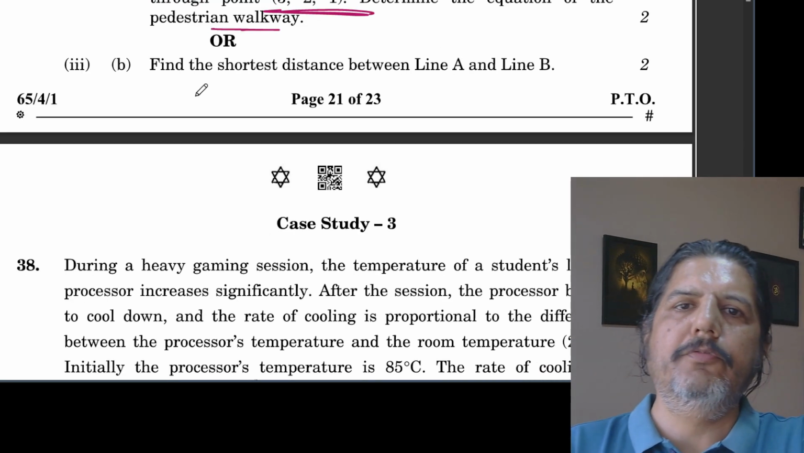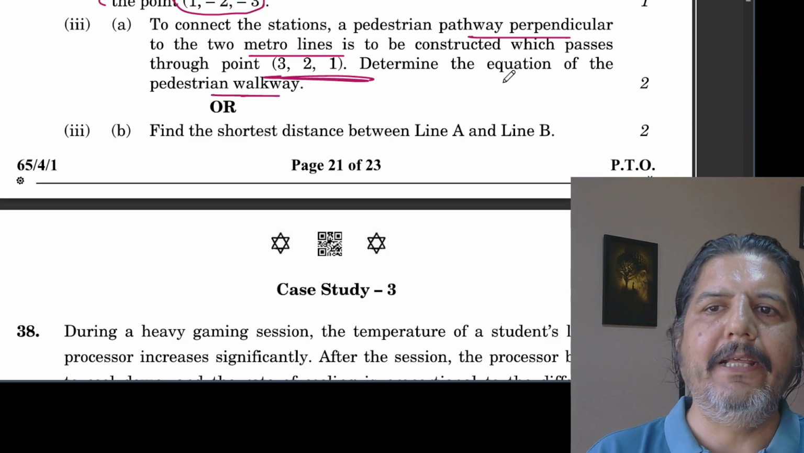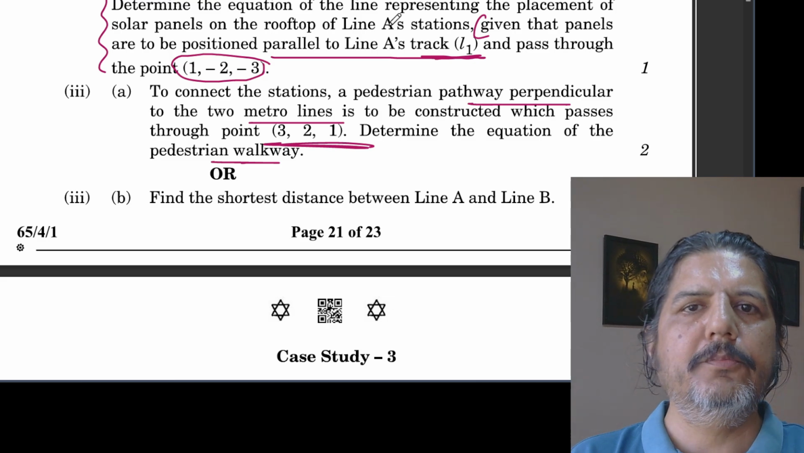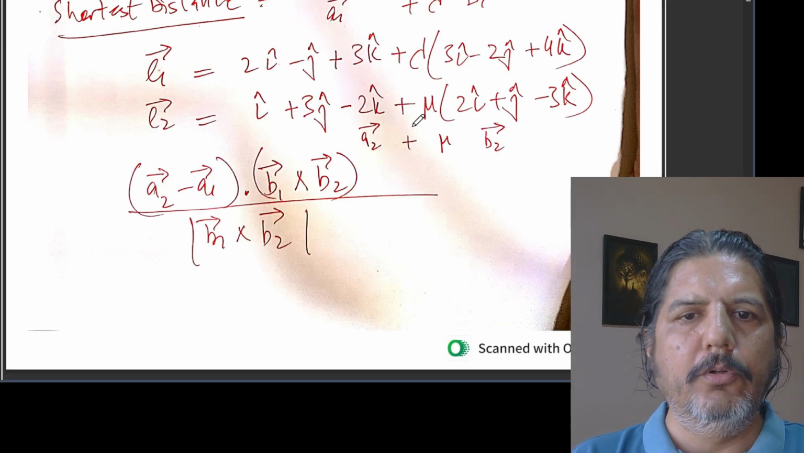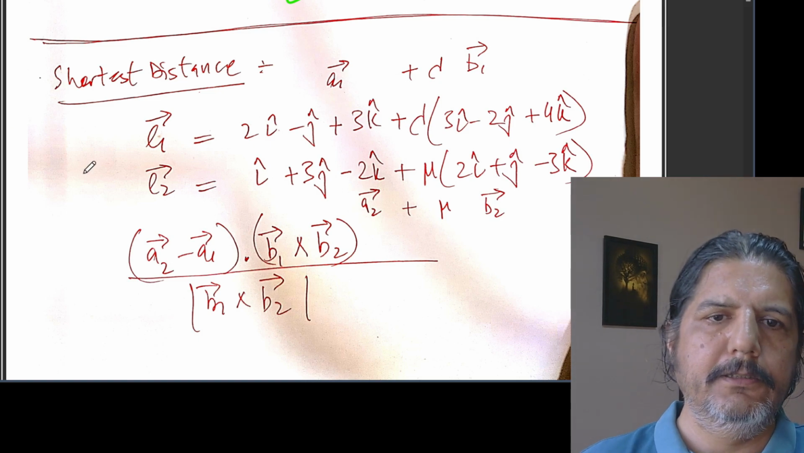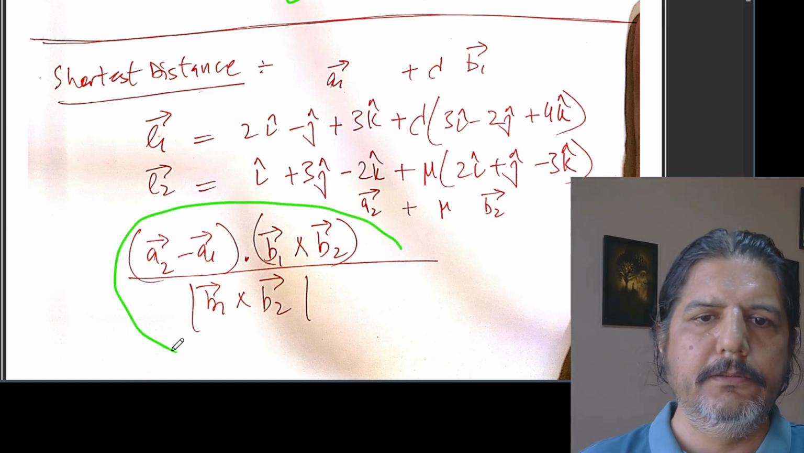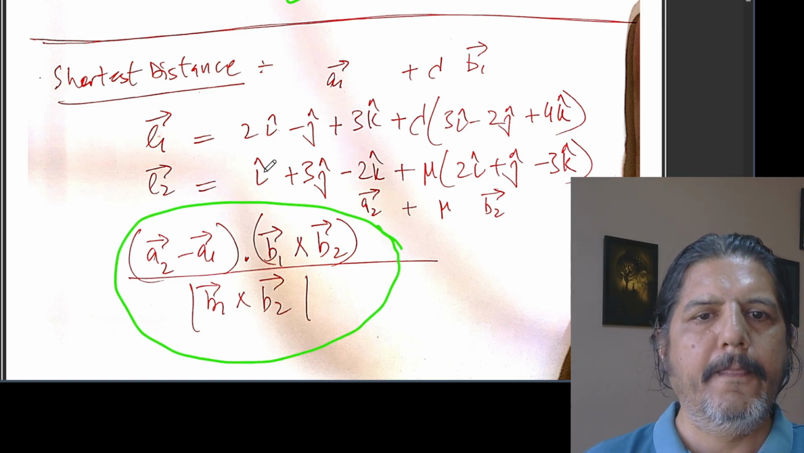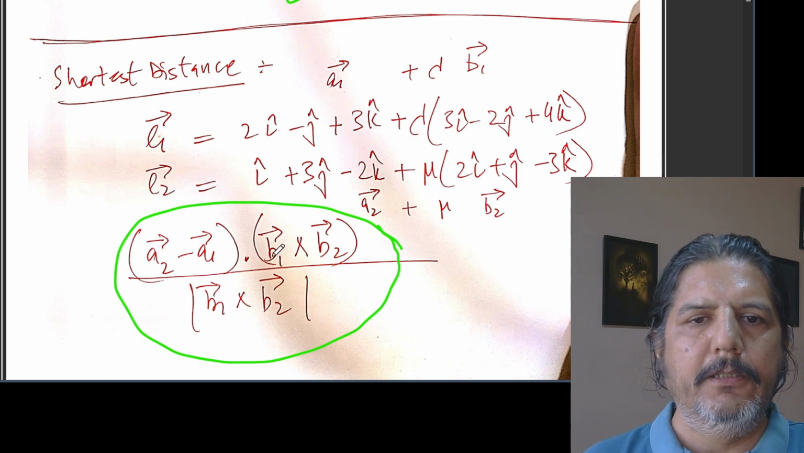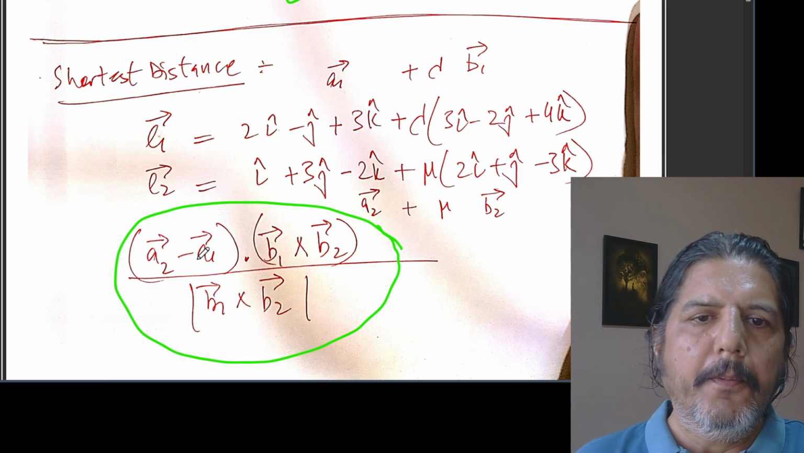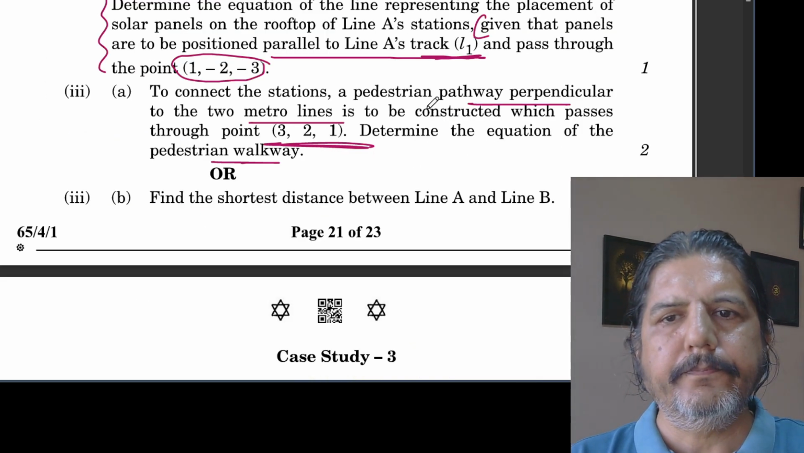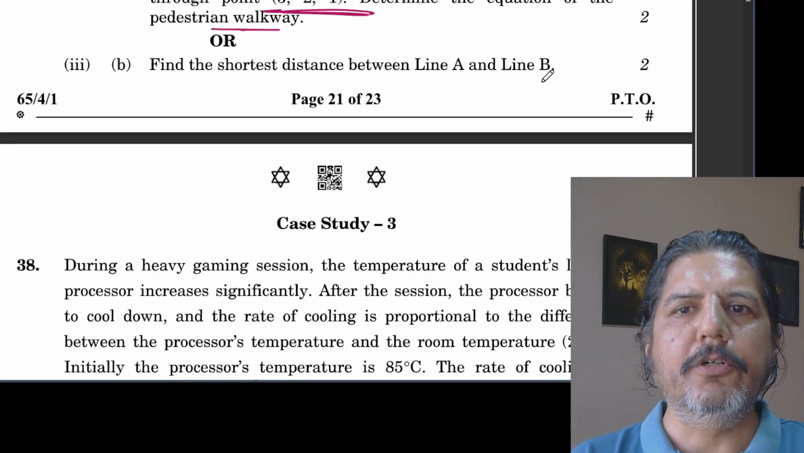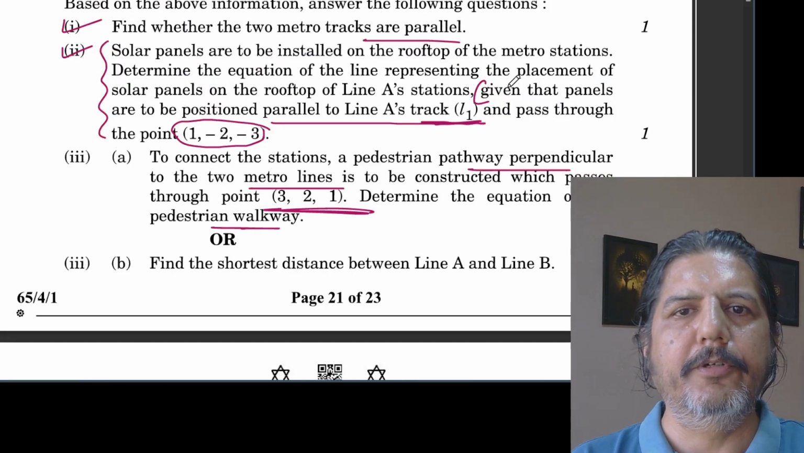Now the next question is to find the shortest distance between lines A and B. The shortest distance between line A and B we know would be given by this formula: (A2 - A1) dot (B1 cross B2) upon the modulus of B1 cross B2. So this is the shortest distance between line A and B.